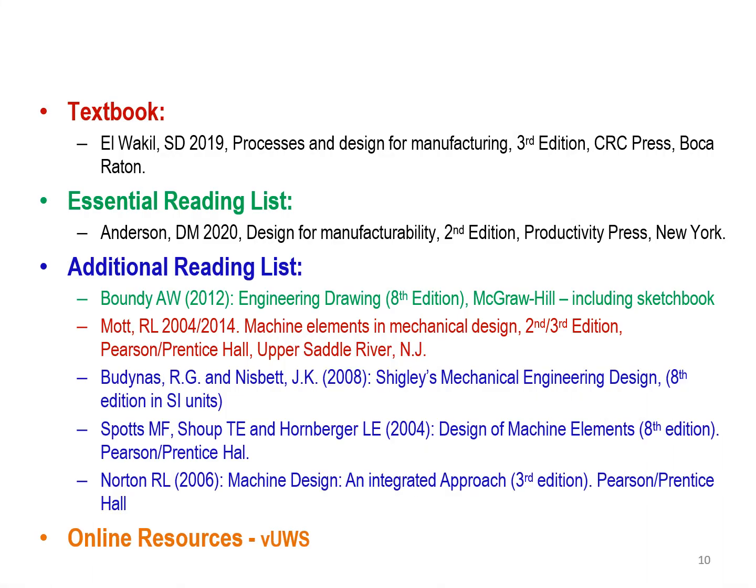You can find here a list of reading material like the textbook, the essential reading list, the additional reading list, and also the online resources that are available on the view. We're going to try to provide you with as much of the material as we can. You can find the textbook available in the university library as an e-copy, and we're also trying to get you some of these books available to be used in your study.